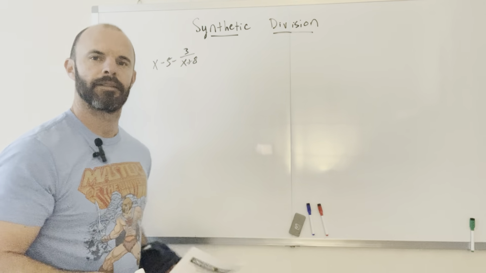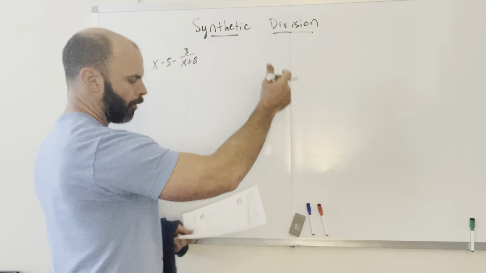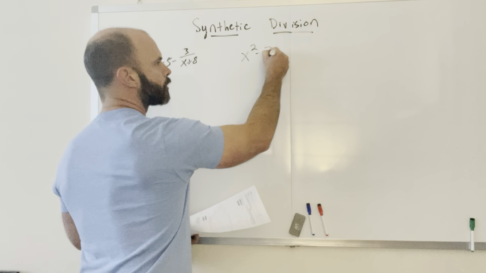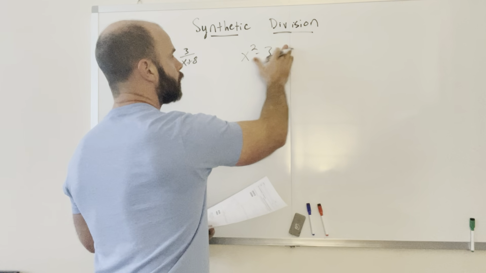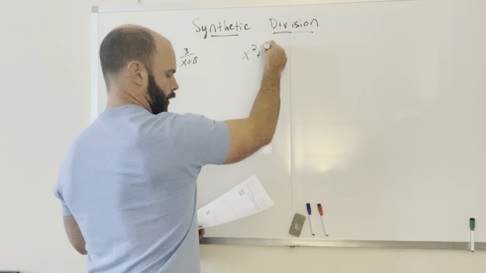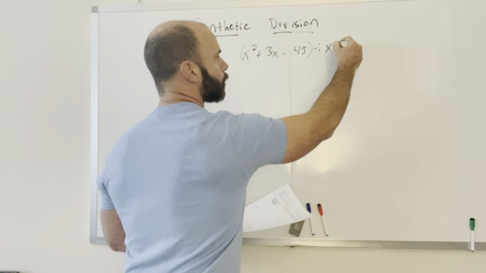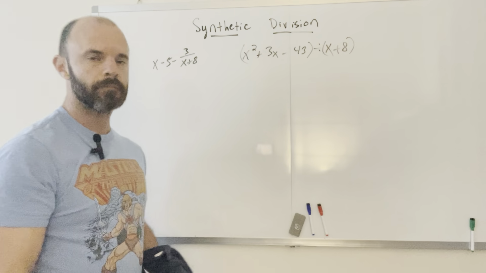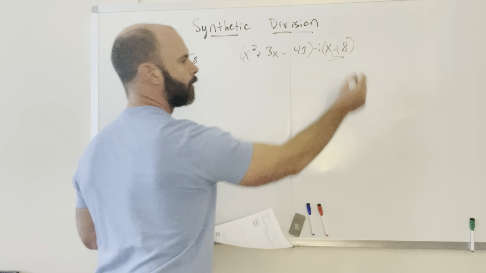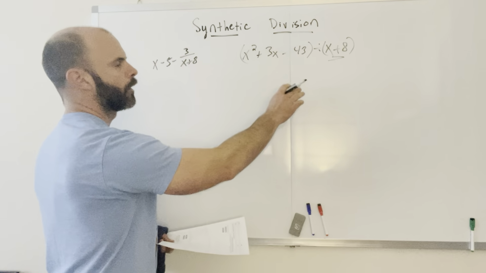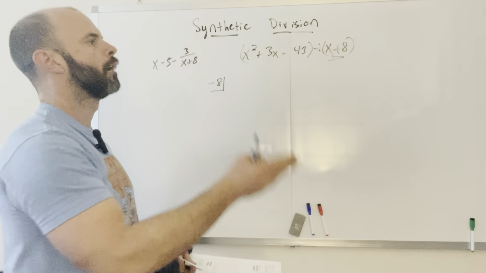When I'm trying to quickly factor, I need something to use as a shortcut. So here's where we come in with synthetic division. So the problem stays the same. Try that again. x squared plus 3x minus 43. And we want to divide that by x plus 8. Okay. So here are the steps. I'm going to take this term and I'm going to make it a minus 8.